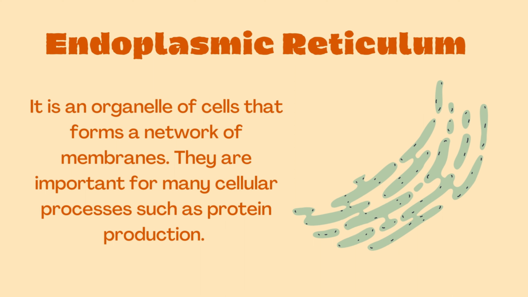Next, we have the endoplasmic reticulum. It is an organelle of cells that forms a network of membranes. They are important for many cellular processes such as protein production and lipid production. Lipids are used for the making of the cell membrane. And the endoplasmic reticulum is of two types: rough endoplasmic reticulum and smooth endoplasmic reticulum. The rough endoplasmic reticulum is involved with ribosomes forming proteins, and the smooth endoplasmic reticulum forms lipids.